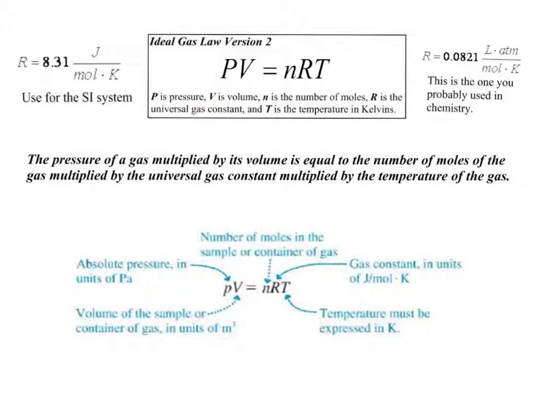Now there's different values for the universal gas constant based on what units you're using. If we're using the SI system, our universal gas constant is 8.31 joules per mole Kelvin. Typically in chemistry, you're dealing with volume in liters and your pressure in atmospheres, and so you end up using this value for your universal gas constant, 0.0821 liter atmospheres per mole Kelvin. It'll be important for you to make sure you're using the correct gas constant of 8.31 joules per mole Kelvin.